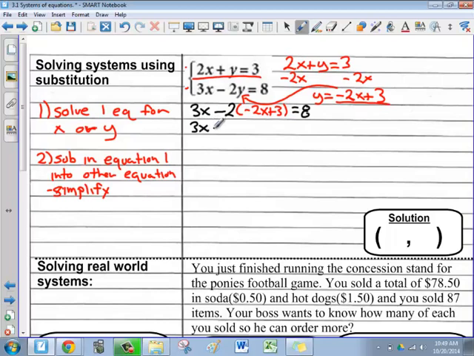So I got 3x minus, let's take this and distribute here and here. Negative 2 times negative 2x is positive 4x, and negative 2 times 3 is minus 6, and that's equal to 8. Okay, so now at this point I can combine these like terms right here. So I got 7x minus 6 is equal to 8. And I'm going to bring this to the other side. So I'm going to add 6 to both sides. So I got 7x is equal to 14. Finally, I'm going to divide both sides by 7. And I know that x is equal to 2, because 14 divided by 7 is 2.